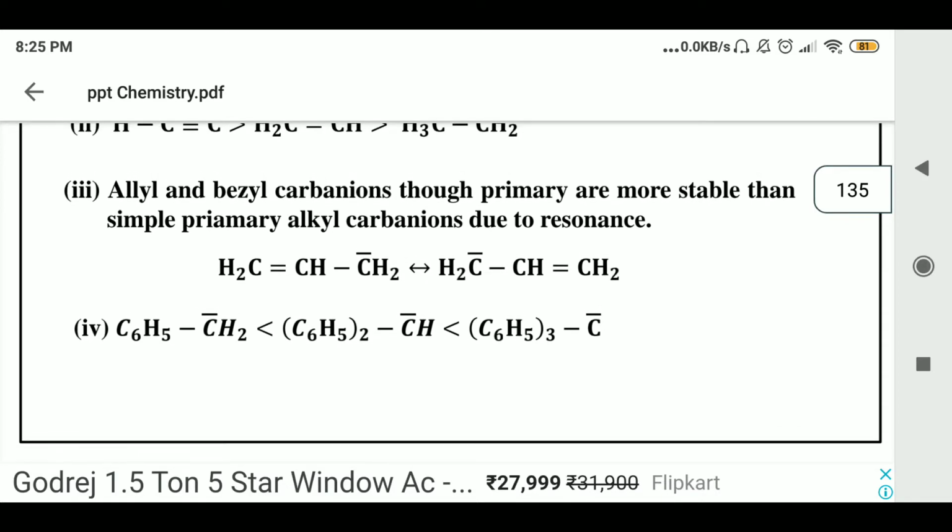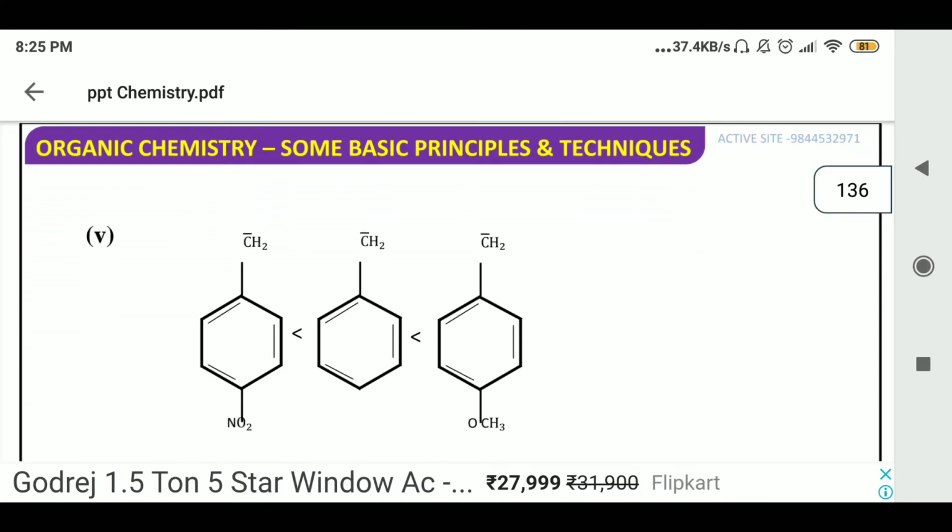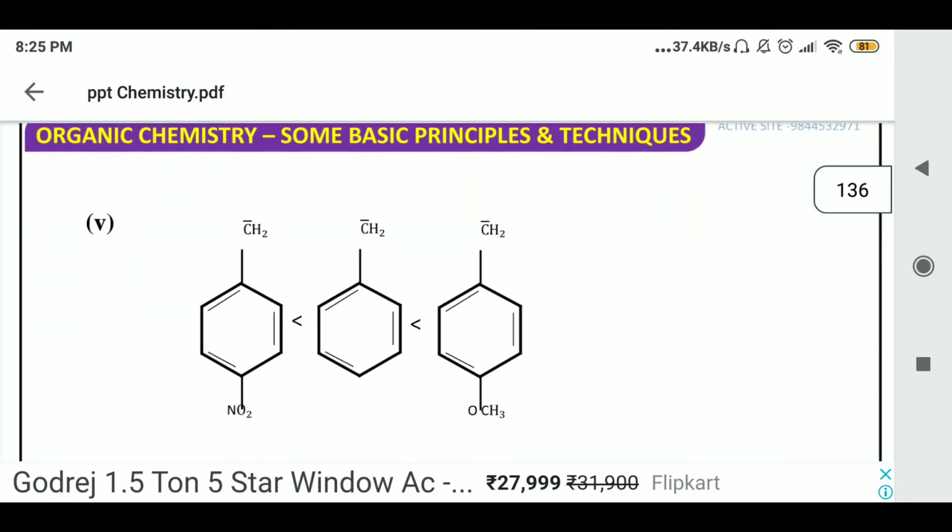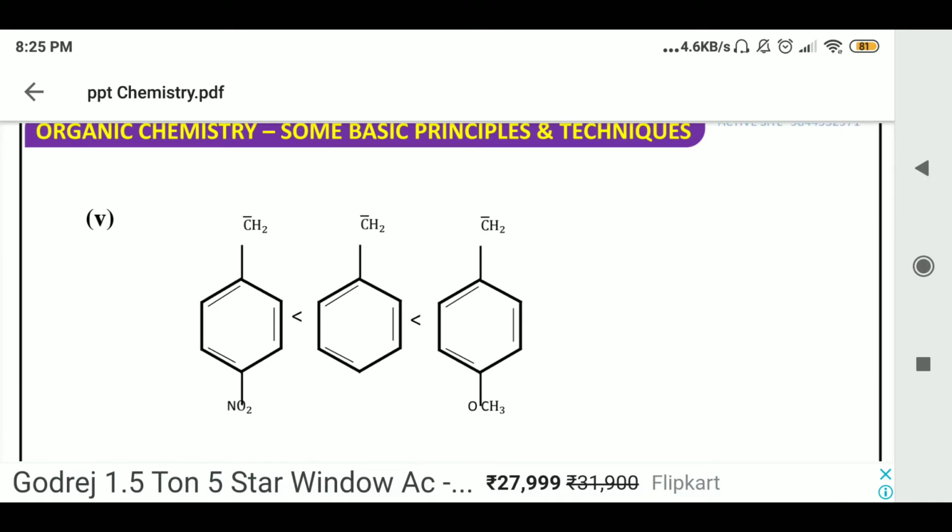Similarly, allyl and benzyl carbanions, though primary, are more stable than your simple primary alkyl carbanion due to the resonance. So here few examples are given. The derivatives of anisole and nitro derivative of benzene, so we can compare in both the cases.